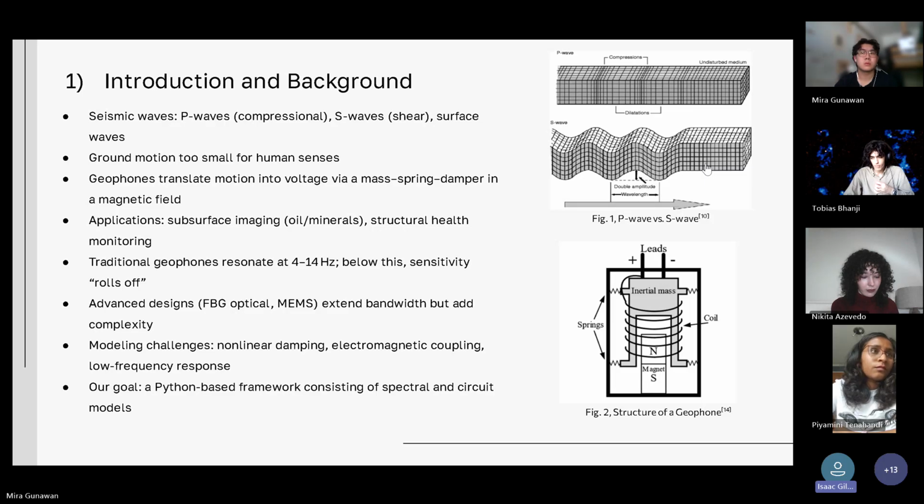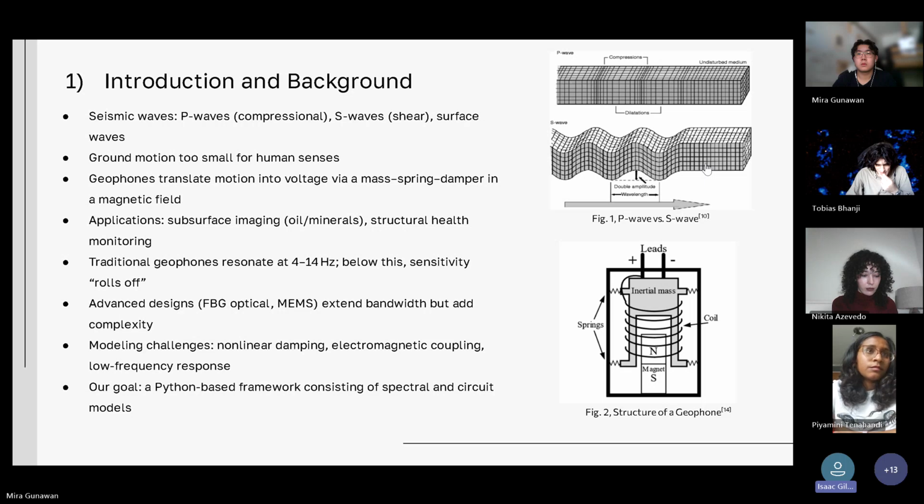However, typical coil designs resonate between 4 and 14 Hz, and below that resonant peak, their sensitivity decays sharply, a phenomenon known as low-frequency roll-off. This makes it challenging to capture signals below the natural frequency, where many important structural or long-period seismic events actually occur.